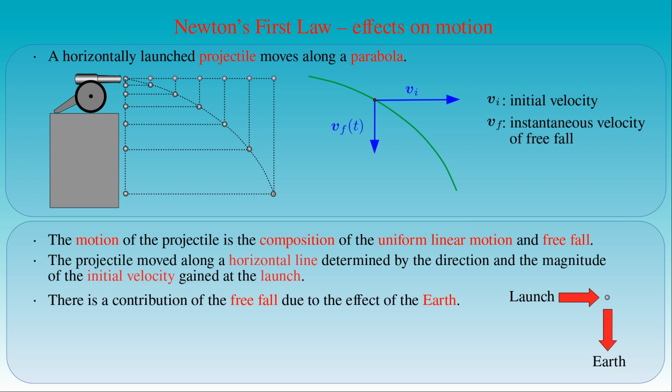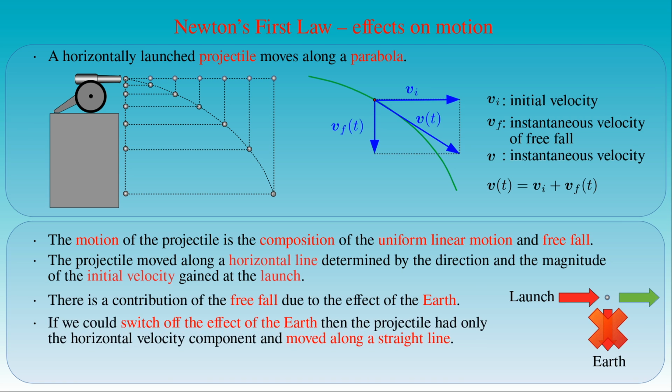As a result, the vector sum of the initial velocity and the velocity gained from free fall gives the instantaneous velocity of the projectile, which is the tangent to the parabolic trajectory of the moving body. We can assume that if we could switch off the effect of Earth's presence, then the projectile would have only the initial velocity in the horizontal direction and move along a straight line. In fact, this condition holds in space far from any star or planet.